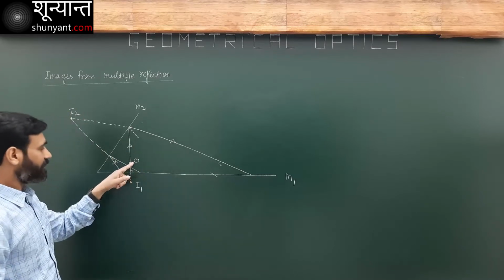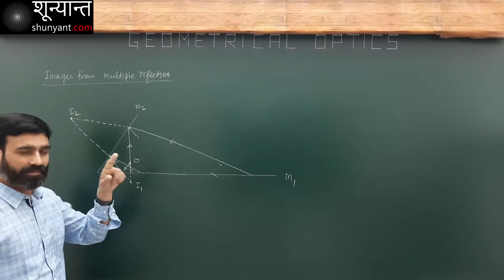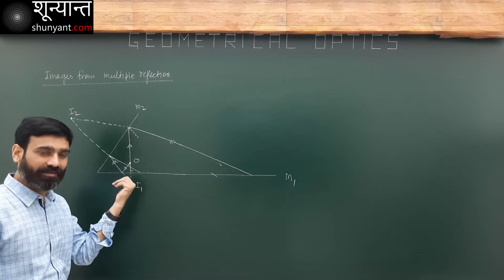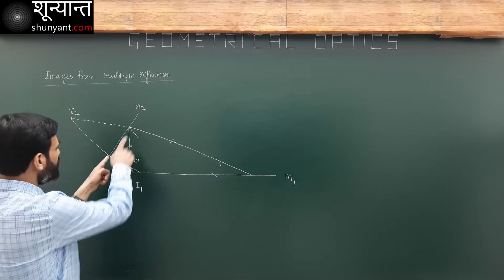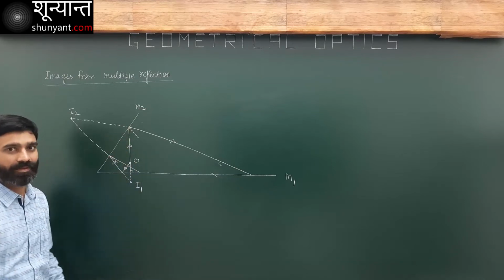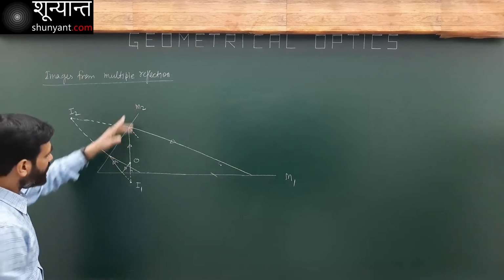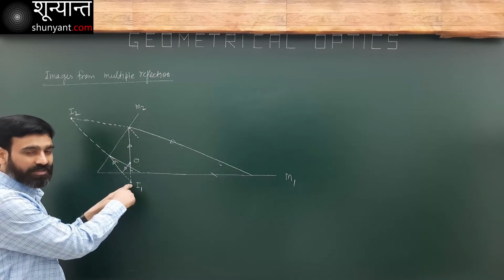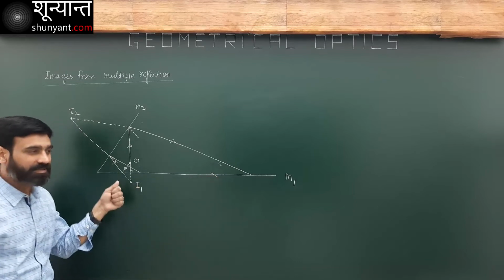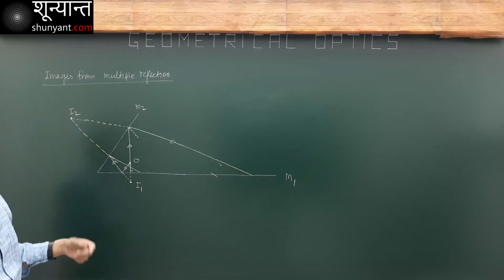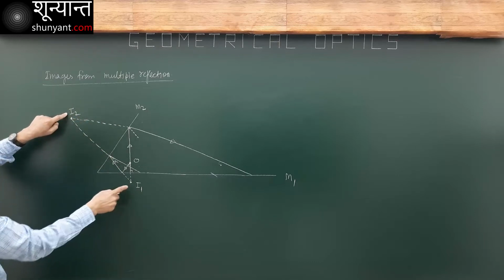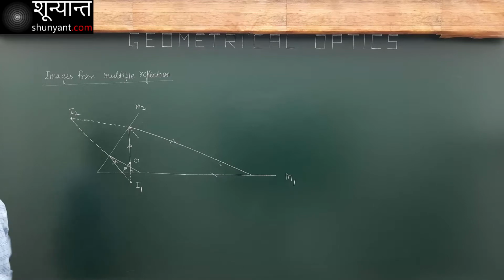This is my object. The light starts from here and hits M1. Image I1 is created. The reflected light hits M2. These are light reflected from the first mirror. They hit M2. This mirror will think that there is an object here. So this image from M1 becomes an object for M2. So this will create an image. This I2 is the image of this. This is image of image.